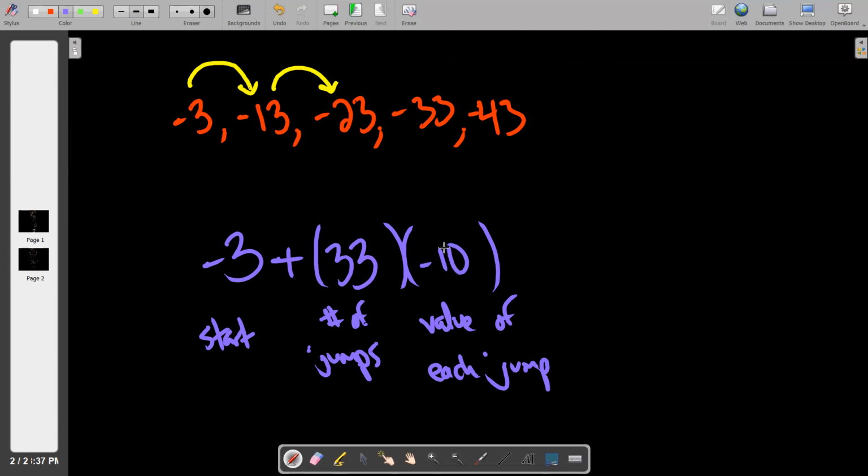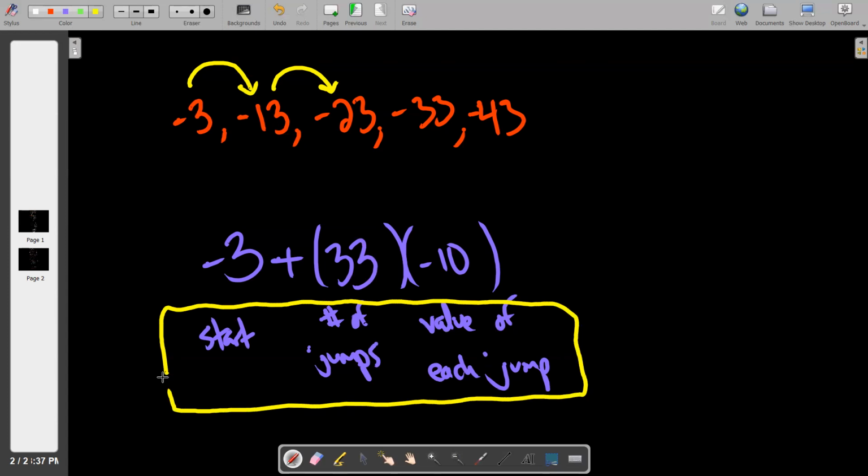If you follow this format, if you want to write something down, it should probably be this. That is your template for how to do everything. Where do I start? Plus how many jumps times the value of each jump. Then you just type that in your calculator. It's going to be -363 or something like that.